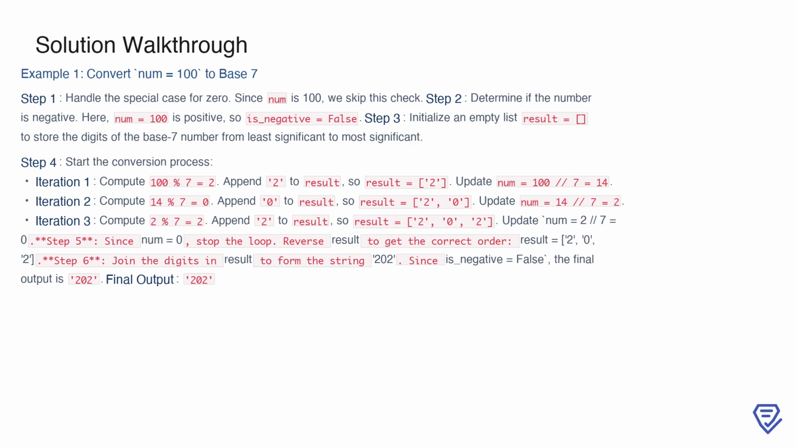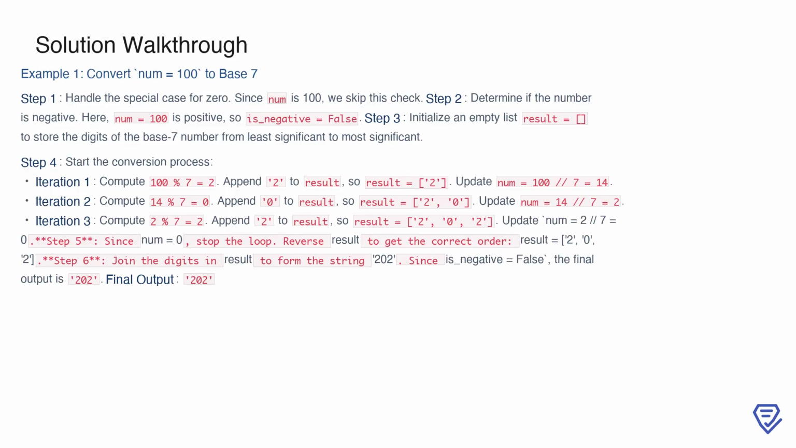Next, we determine whether the number is negative. Here, 100 is positive, so we set is_negative to false. Then, we initialize an empty list called result to store the digits of the base 7 representation, starting from the least significant digit. Now, we proceed with the conversion process.